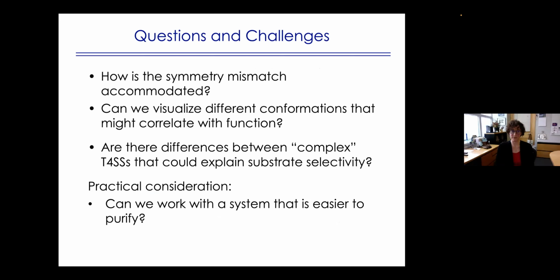We had a structure, but we really didn't understand how the symmetry mismatch was accommodated. We were wondering if we could visualize different conformations, because one hypothesis is that the region that goes through the outer membrane might have some different conformations. And then we really still have no clue about how there are differences in substrate selectivity.